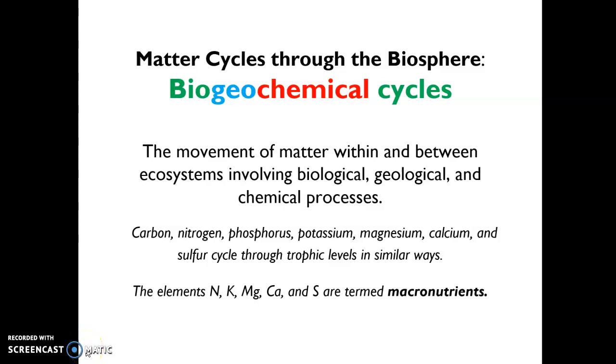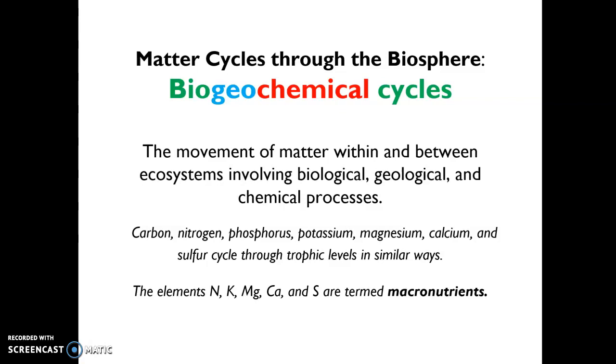This is the third screencast for Chapter 3, and it focuses on biogeochemical cycles. In other words, how matter cycles through various ecosystems and between ecosystems, some of the time being in biological material, living material, sometimes being in geological material, rock, soil, and sometimes being in smaller units such as chemicals. So it moves through all three, and it cycles through each of the three.